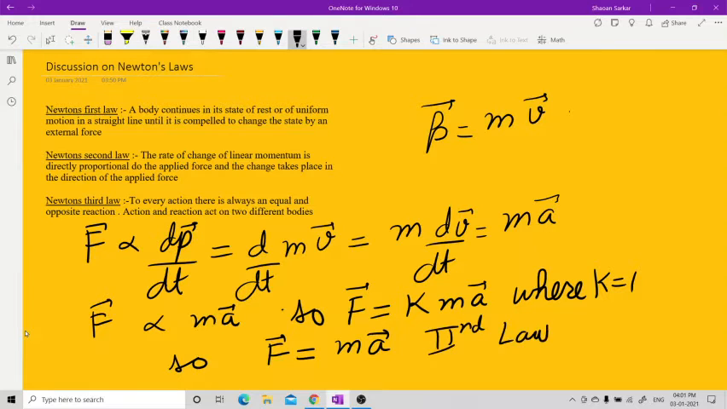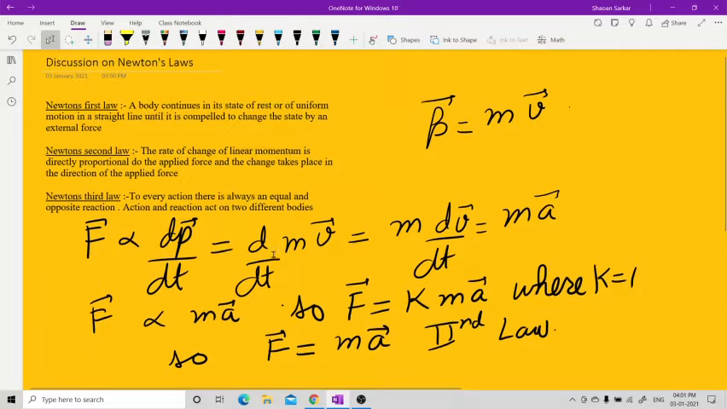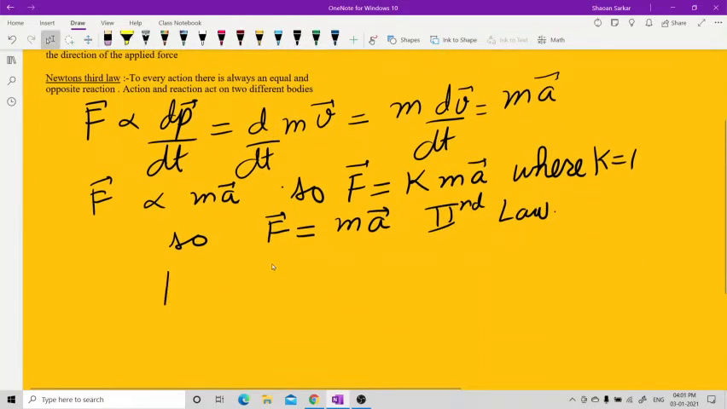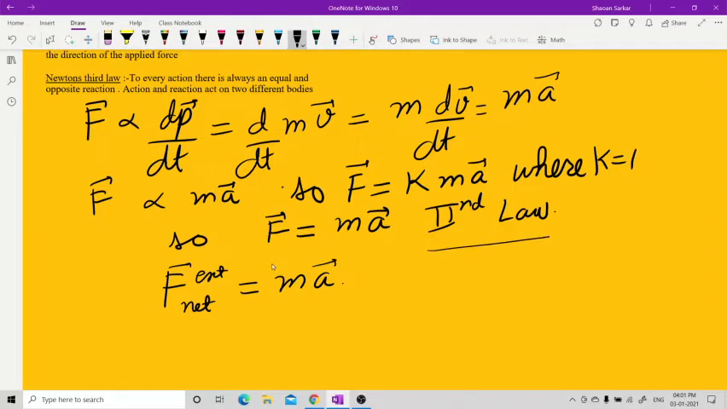Now remember one thing while you will be doing problems: keep in mind that this F is external and net. The total force is equal to ma. This was the discussion on the second law. Let us now understand the first law.